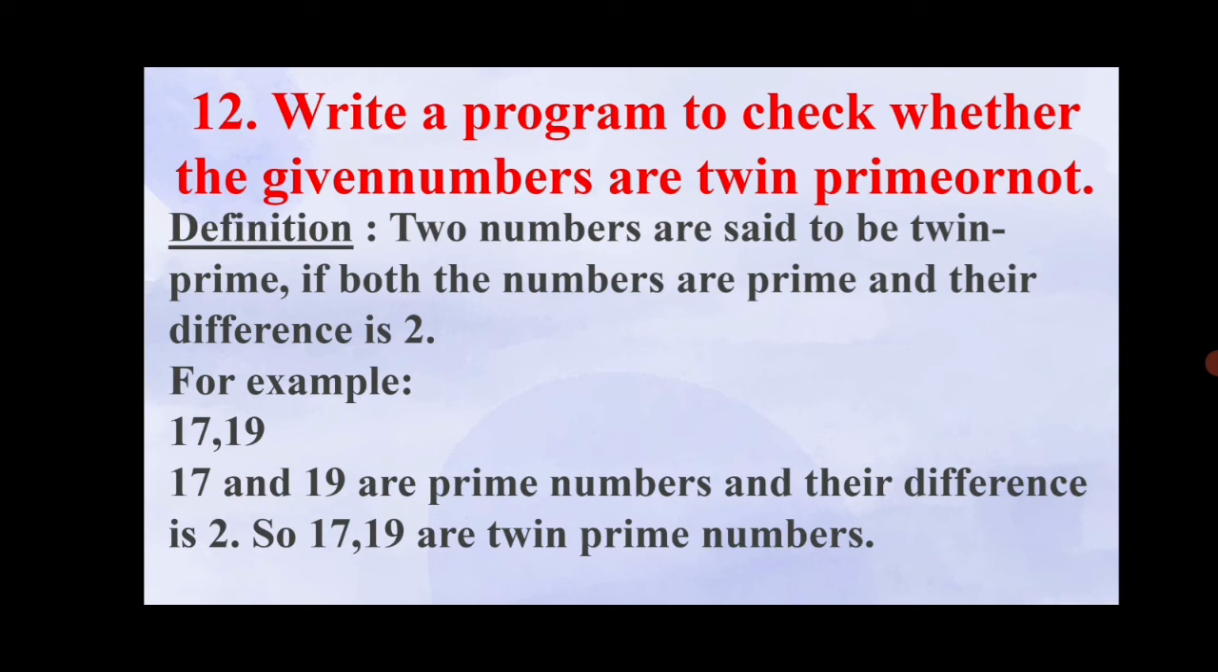What we have to do in this program: we have to take two numbers and find whether these two numbers are prime or not. If they are prime numbers, we have to check the difference of those two numbers also. If the difference is also 2, then these two numbers are twin prime numbers. Now I would like to teach the variable description for this program.